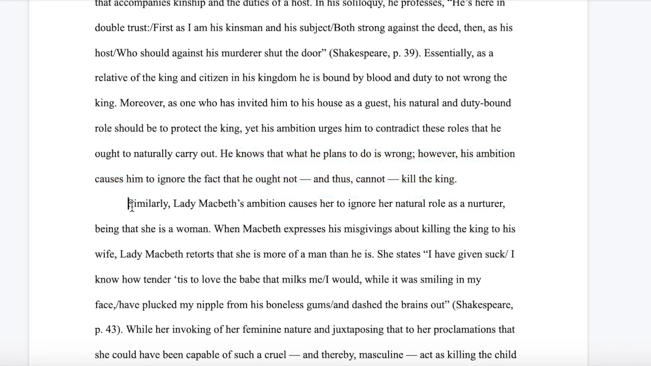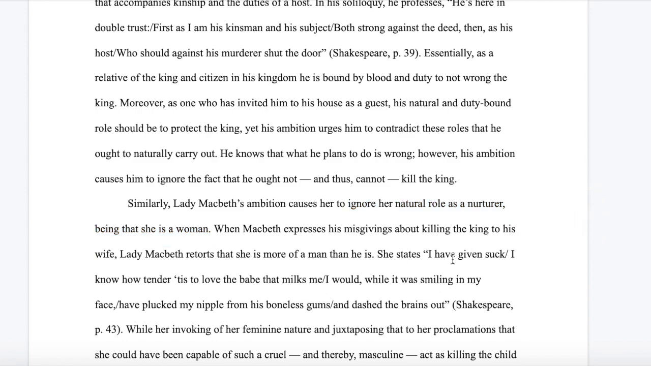I create my transition in the first word of this paragraph by saying "similarly," because I'm indicating that Lady Macbeth's conflict is similar to Macbeth's. Just like Macbeth, his ambition is making him ignore his role as a host and a relative of the king's. She's ignoring her role as a nurturer, being a woman. According to some of her dialogue, she indicates that she naturally should be somebody who would work to create and protect life, not destroy it.